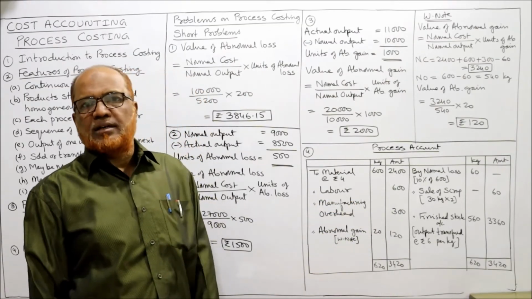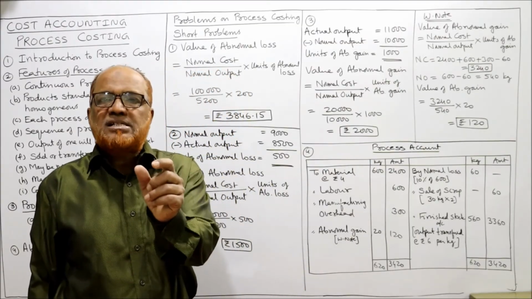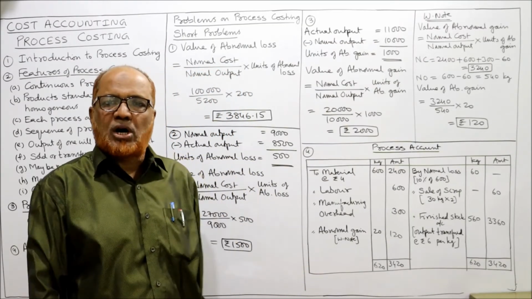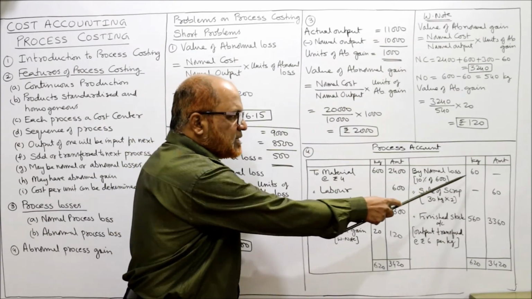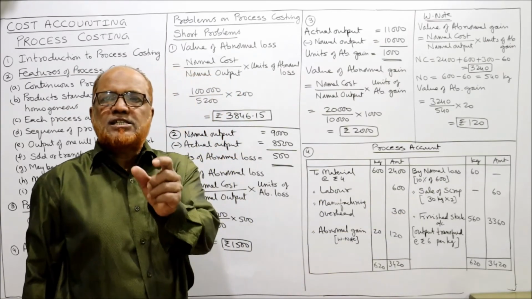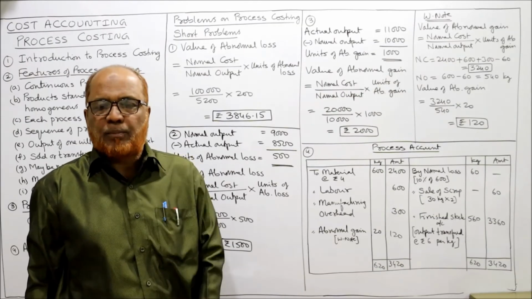Now come to credit side. By normal loss, it is given in the problem 10% of the input is lost. How much is the input here? 600. So 10% of 600 is 60 kilogram. 60 kilogram is the normal loss, 10% of input given in the problem.